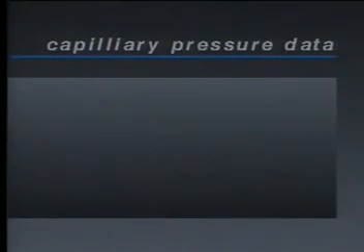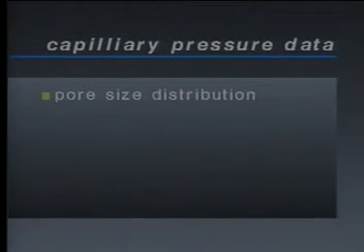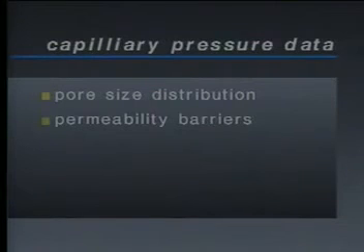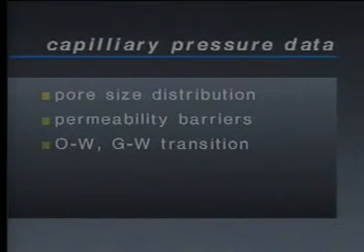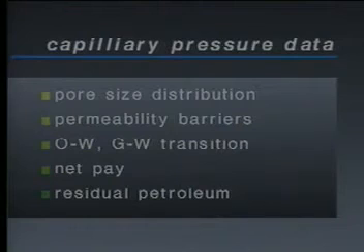In addition, capillary pressure measurements made on core samples are extremely valuable because they provide us with such crucial information as pore size distribution, the sealing capacity of permeability barriers, such as shale intervals and faults, the thickness and location of the oil-water or gas-water transition zone, initial fluid saturation, and residual oil saturation after both primary and secondary recovery.